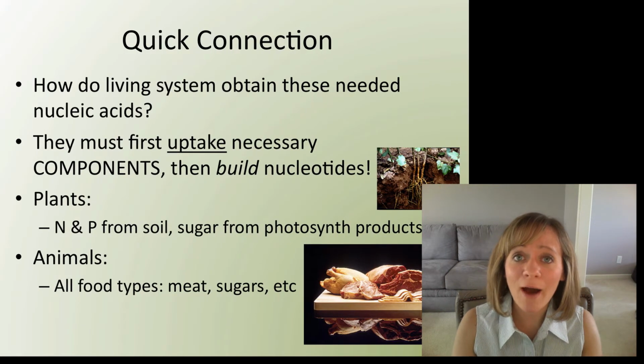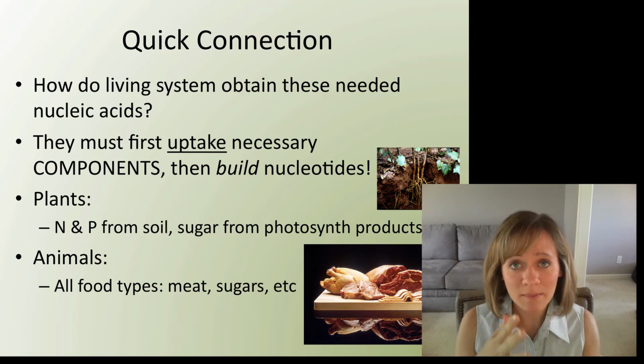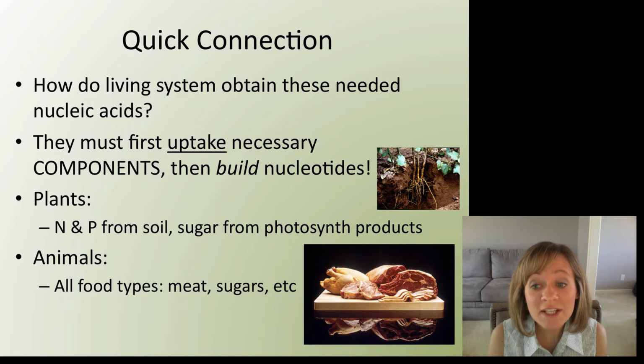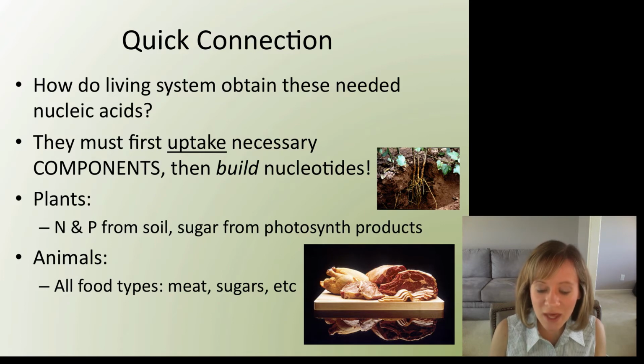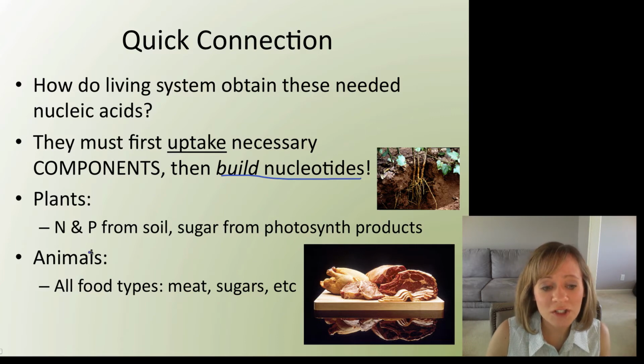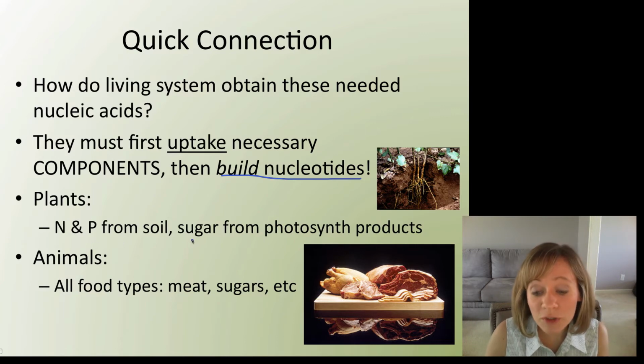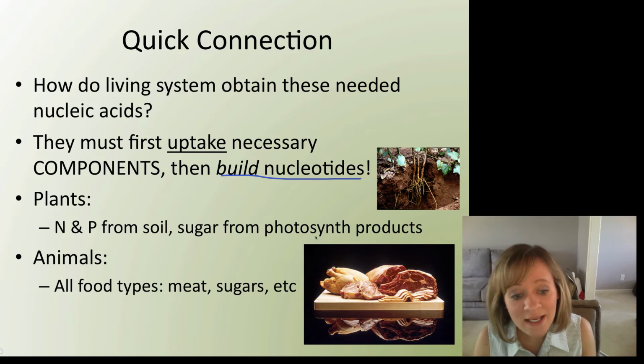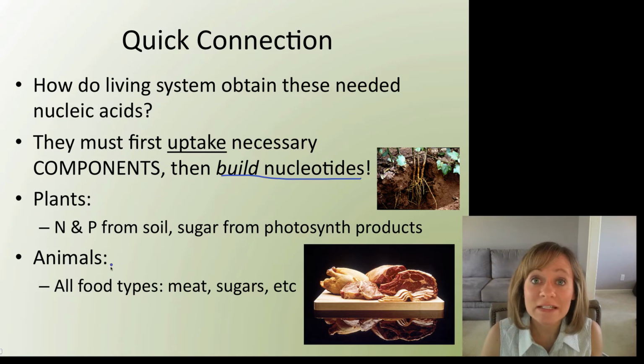Again, quick connection. How are we getting all of these needed nutrients and elements to make nucleic acids? Well, they first have to take them up from the environment. Just like with Big Idea 2, we need energy and building blocks in order to grow and reproduce. And so then they build the nucleotides. Plants get the nitrogen and the phosphorus from the soil. They get the sugar component from their photosynthesis products. And animals, well, we have to eat it, don't we?